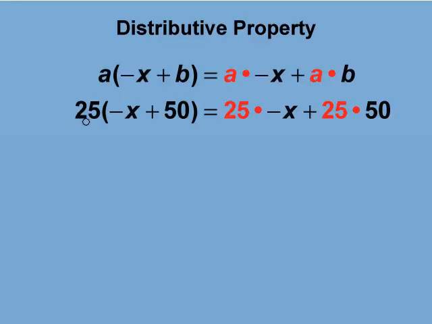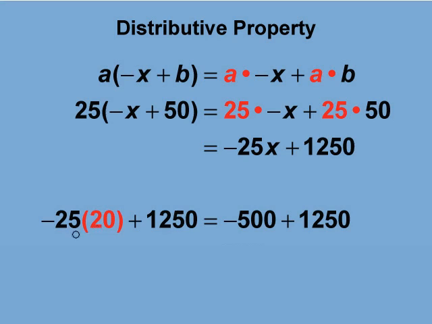We now distribute 25 to both terms, as shown here. We get negative 25x plus 1250. We evaluate this expression for x equals 20, as shown here. We get negative 500 plus 1250, which adds up to 750.